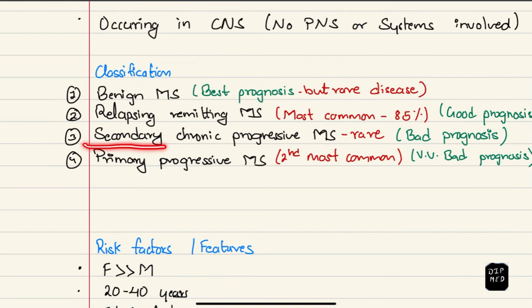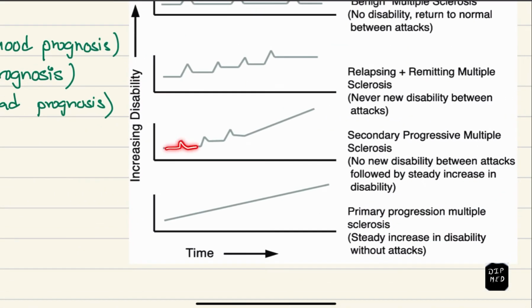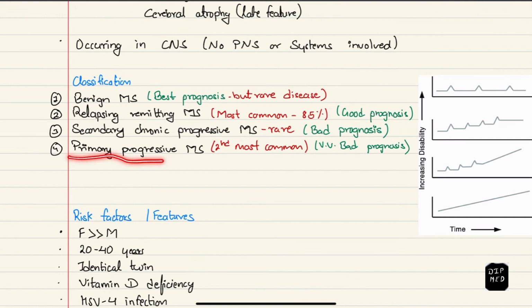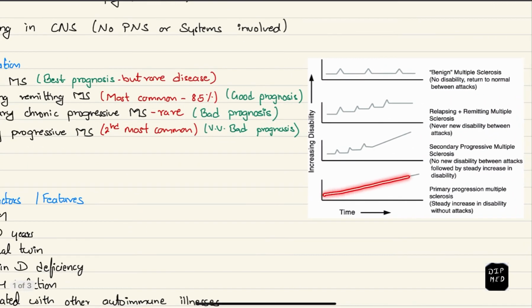Next is the secondary chronic progressive type of multiple sclerosis. It is also rare and has a bad prognosis. In this type, after a few attacks, there is a steady increase in the disability. Lastly, there is primary progressive multiple sclerosis. It is the second most common type and has a very bad prognosis. Because here, there is a steady increase in disability without any attacks.